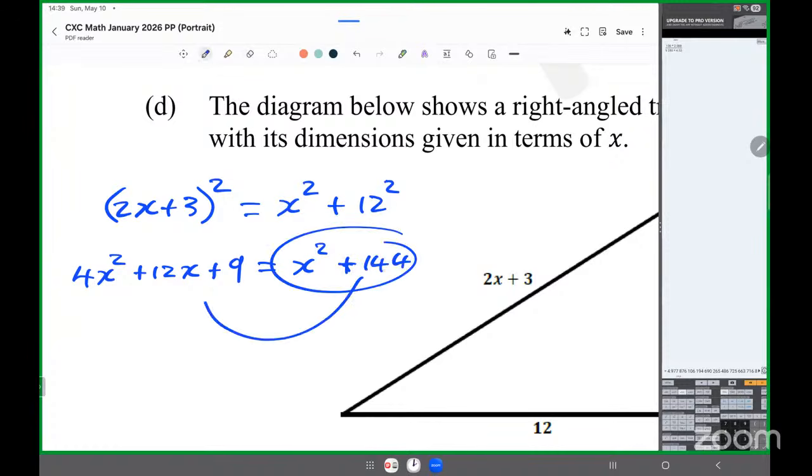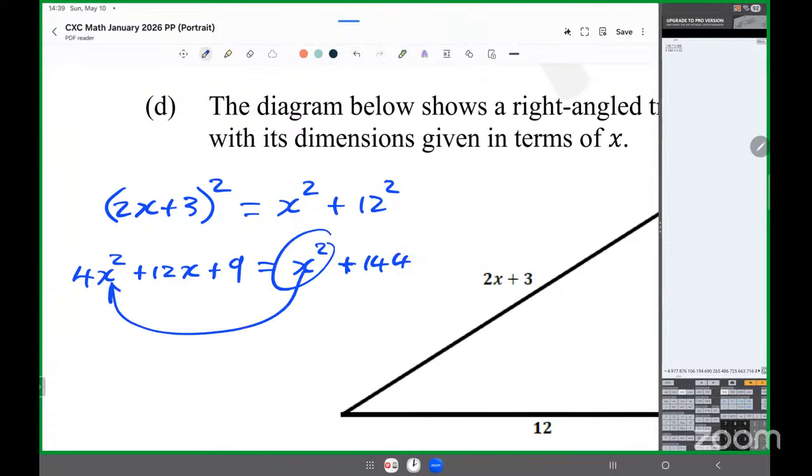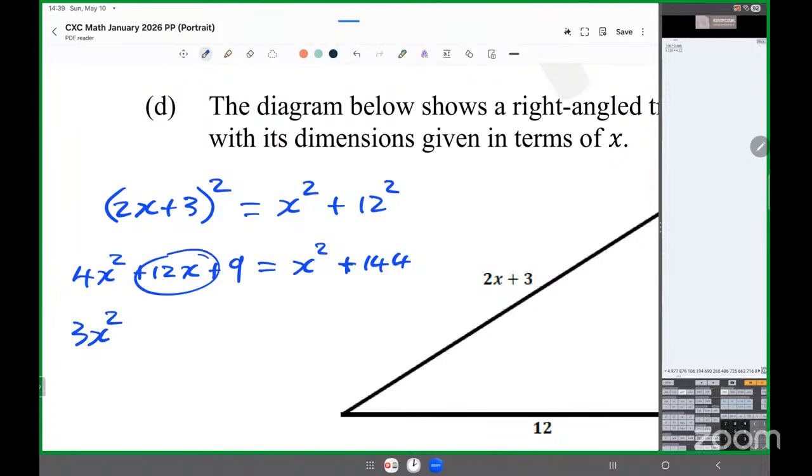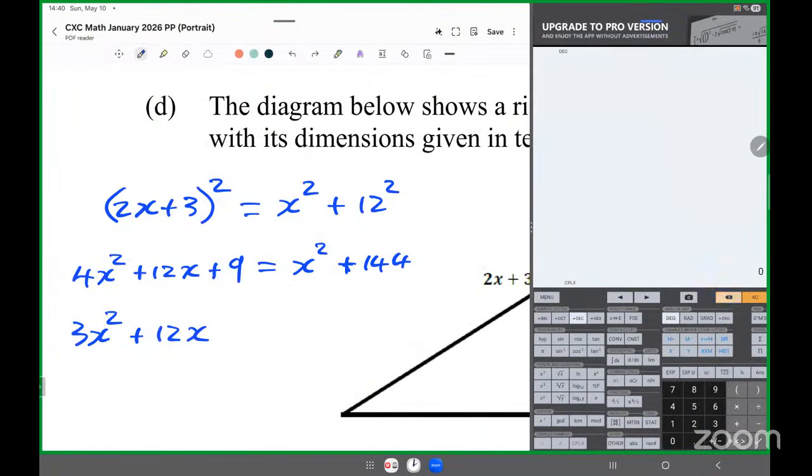Now we just need to transfer everything over here. We take this x squared and subtract it from the 4x squared, and you get 3x squared. This is the only x term, so it stays at 12x. Carry 144 and subtract from the 9. 9 minus 144 works out to -135. So that becomes 3x squared plus 12x minus 135 equals 0. Do you understand that?